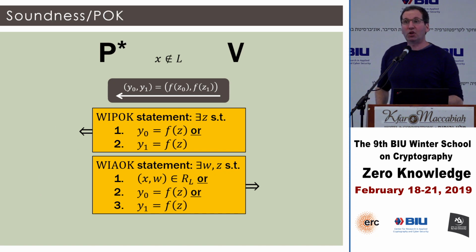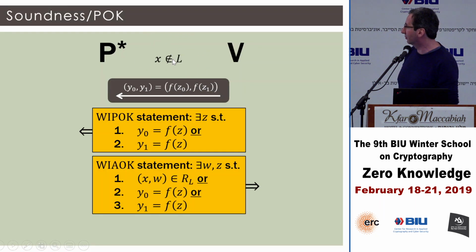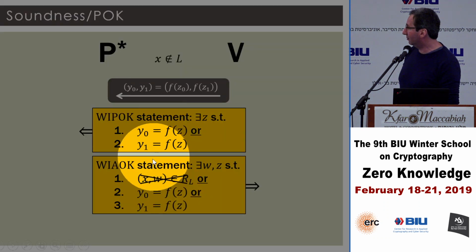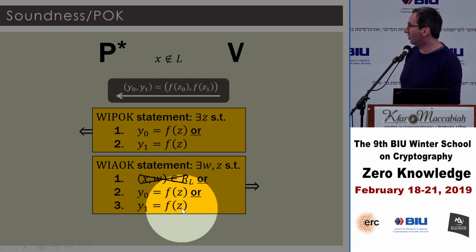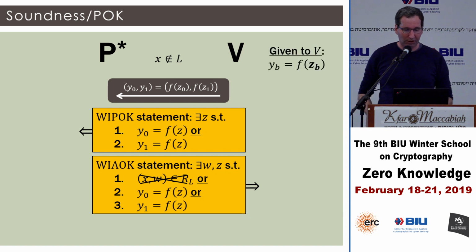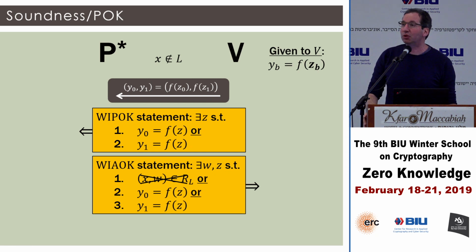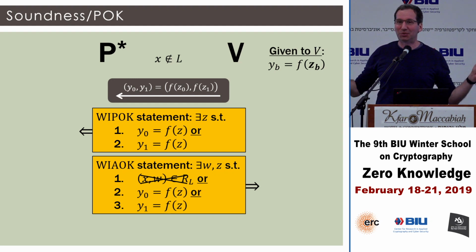What about soundness or proof of knowledge? Now we have a cheating prover, P star, and X is not in the language. So this means that this is, by definition, false. The only way to convince is either to prove that you know a preimage of the Y0 or a preimage of Y1, right? Because X is not in the language. So here's what you do. You want to say that a computationally bounded prover, P star, cannot cheat in this case. So what we're going to do, we're going to use all the properties of the protocols, essentially, to show that we can use this cheating prover to invert the one-way function.